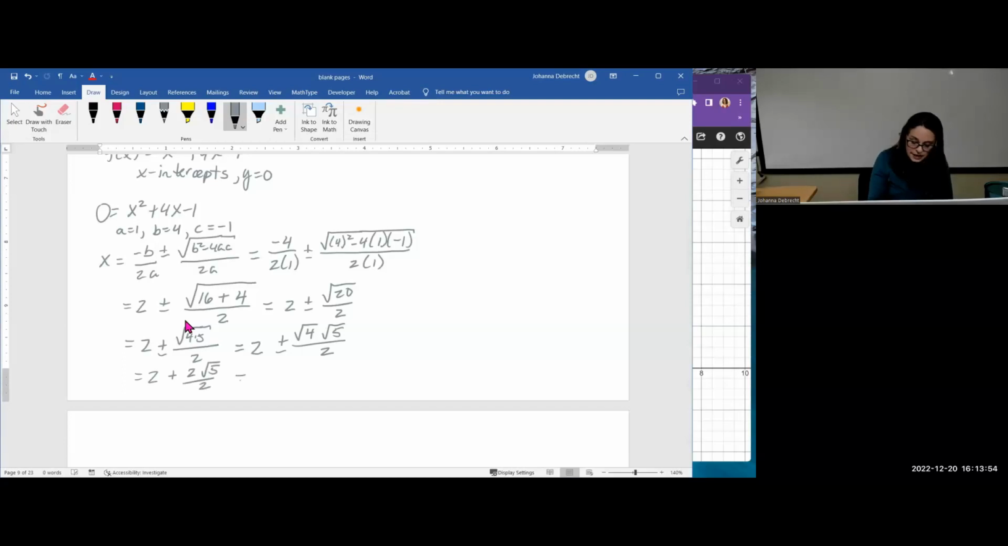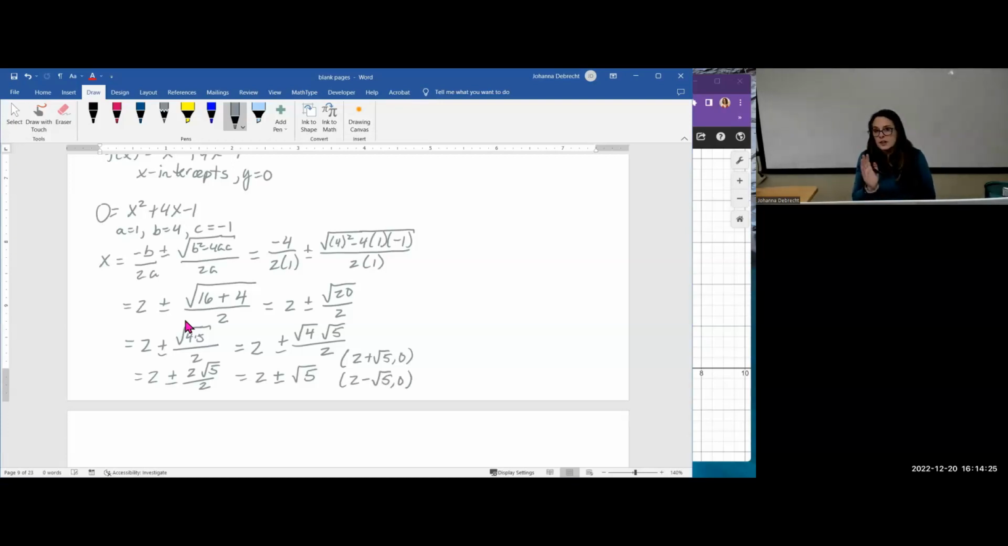Now these 2's will cancel, and I get 2 plus or minus, where do my minuses keep going? The square root of 5. All right, now that's not actually the x-intercept. That is the x-coordinate of the x-intercept, but it's not actually the x-intercept. The x-intercepts, there are 2 of them. 2 plus the square root of 5 comma 0, and 2 minus the square root of 5 comma 0, right?